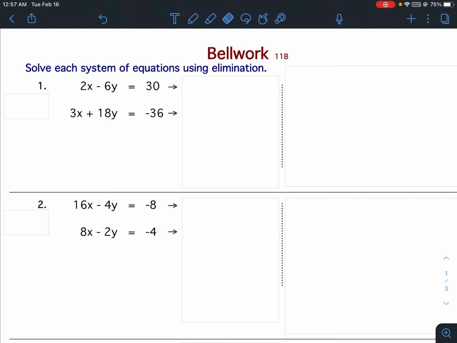Ask yourself your questions. Do you have opposites? No. Do you have identical terms? No. Do you have multiples? Well, is 3 divisible by 2? No, that would give you a decimal, so 3 is not a multiple of 2. Is 18 divisible by 6? Yes, it is. 18 divided by 6 is 3. Therefore, we have multiples, and 18 is a multiple of 6. So we're going to use the 6 and the 18.